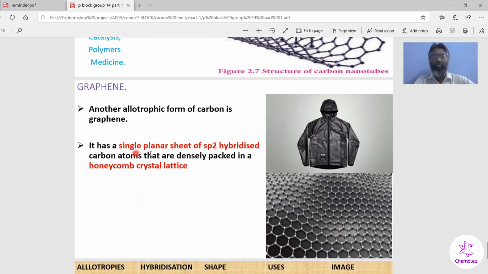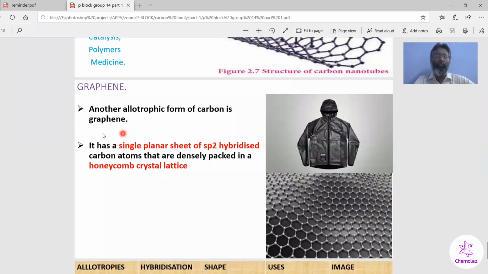It has a single planar sheet of sp2 hybridized carbon atoms that are densely packed in a honeycomb crystal lattice. So this one is a single sheet. In graphite, the sheet is not long, but in graphene, the length of the sheet-like structure is very long. So it forms a densely packed honeycomb crystal lattice. So this compound is called graphene.